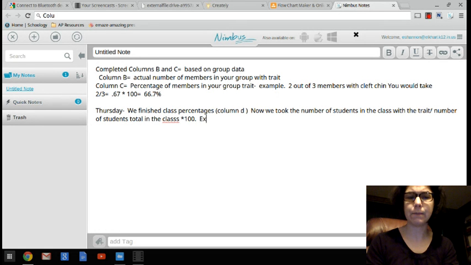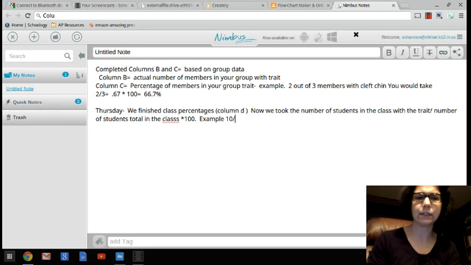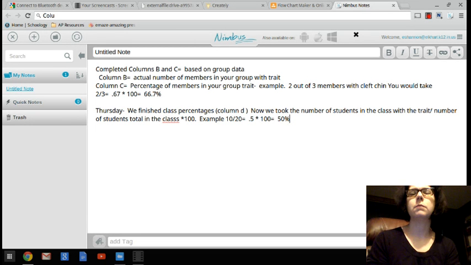For example, if 10 students had freckles and there were 20 students in the class, it would be 10 divided by 20, which is 0.5, times it by 100 will give us 50%. Everybody that was in class should have the totals, and you can go through and just do that.